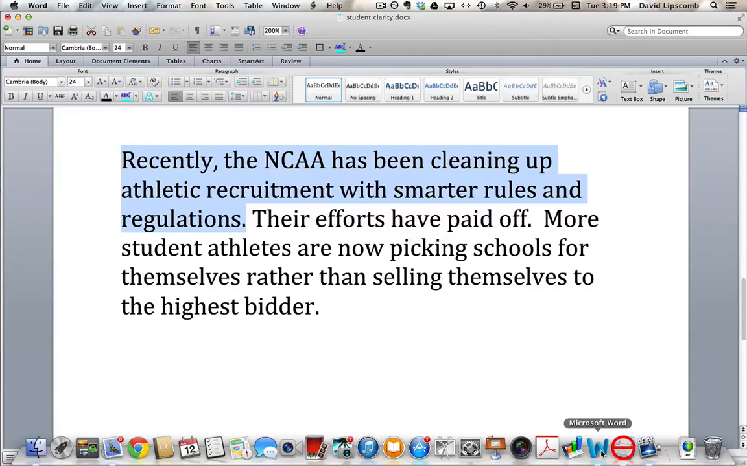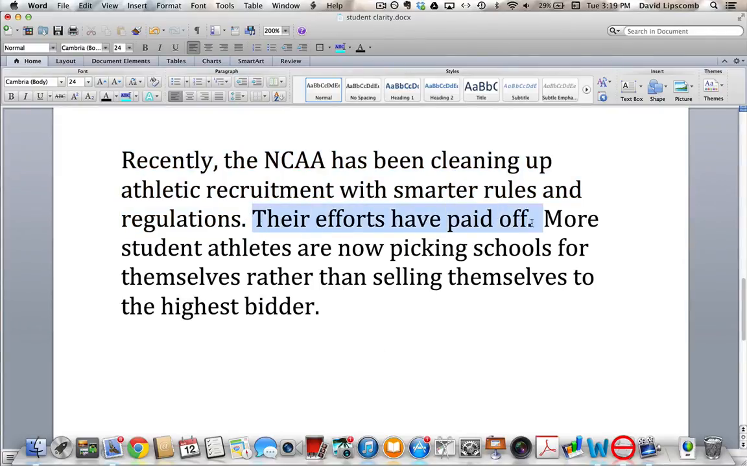So what did the writer do? He first located an actor that would be familiar to his college student readers, the NCAA, and then he looked for a verb that had expressed the key action. And on reflection, he realized that what he really wanted to say was that athletic recruitment had been a mess and that the NCAA had been cleaning it up. And so, aha, he said, my main verb should be clean up. So here's the revised opening. Recently, the NCAA has been cleaning up athletic recruitment with smarter rules and regulations. Now that's lovely. So let's keep going.